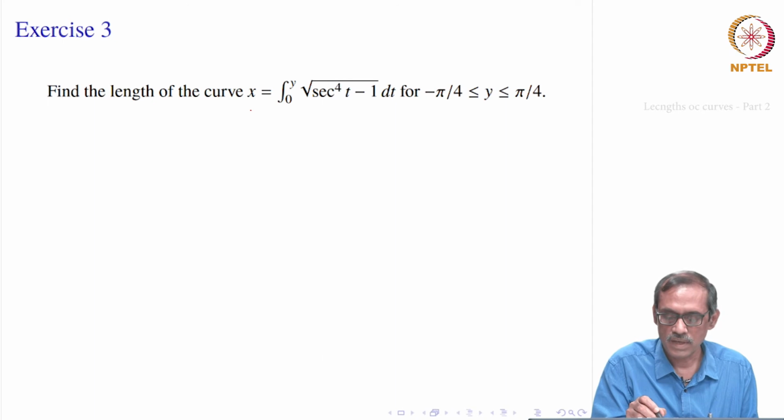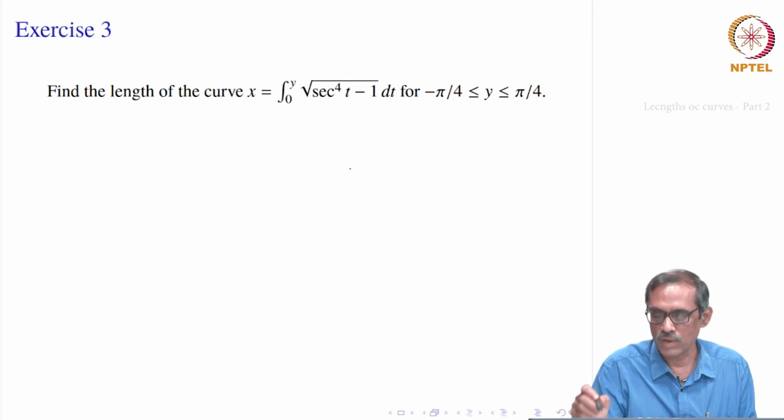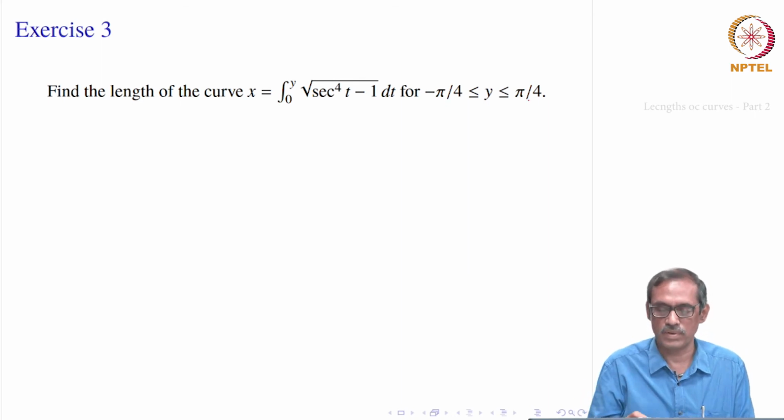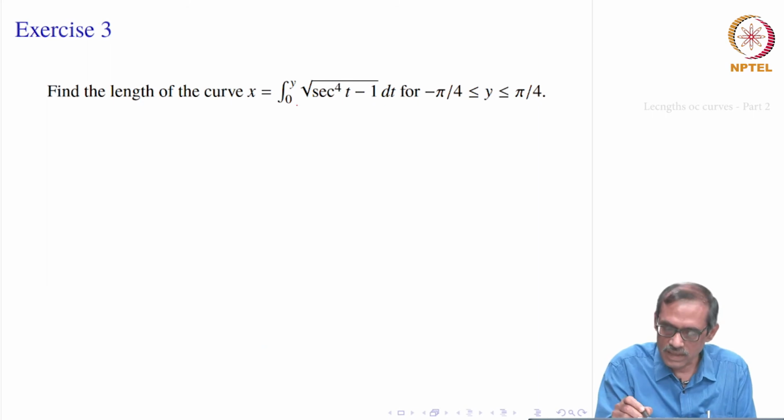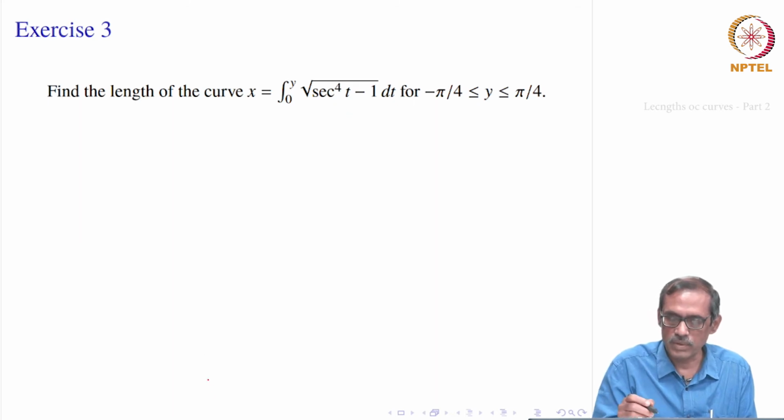length of the curve x equal to, again x is given as a function of y, integral 0 to y square root of sec 4th t minus 1 dt, where y varies from minus pi by 4 to pi by 4. So, you may be thinking that it is given in the integral, do we need to compute this integral, but you do not know how to compute this integral. It is sec 4th t minus 1 to tan square t, that will be a bit complicated.